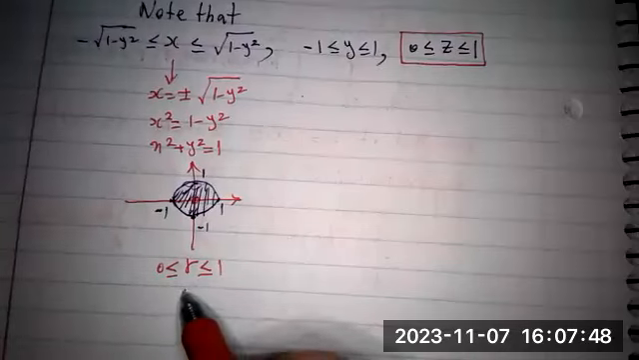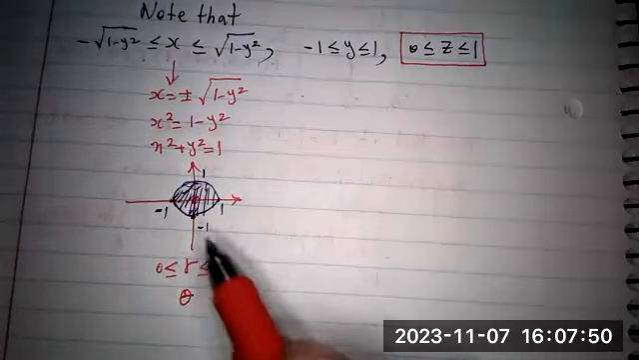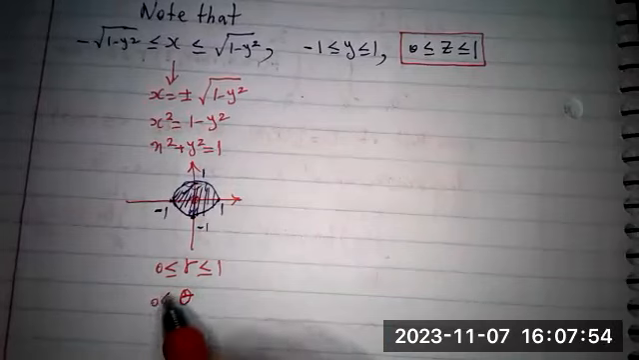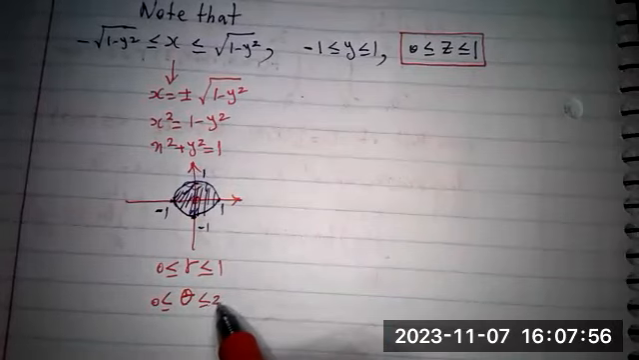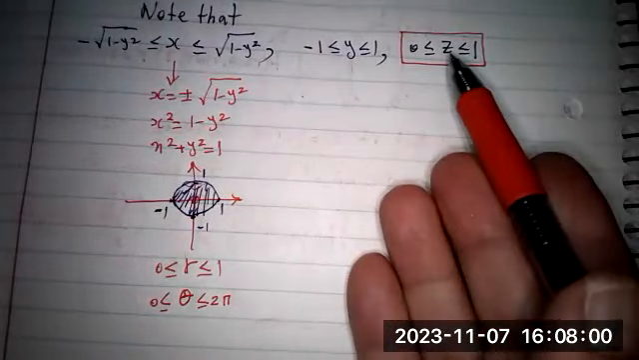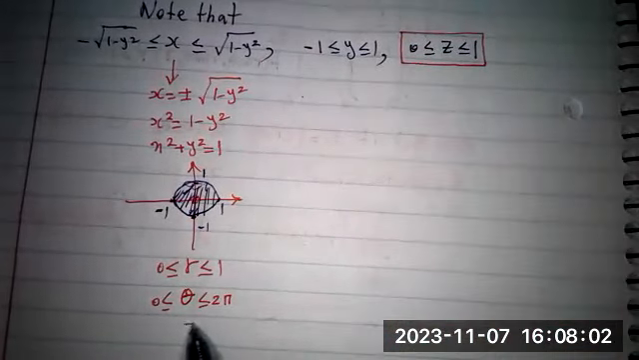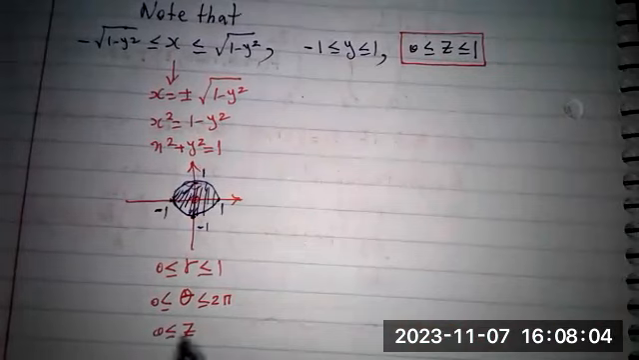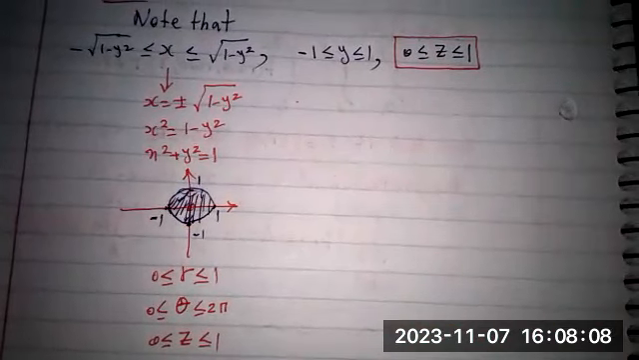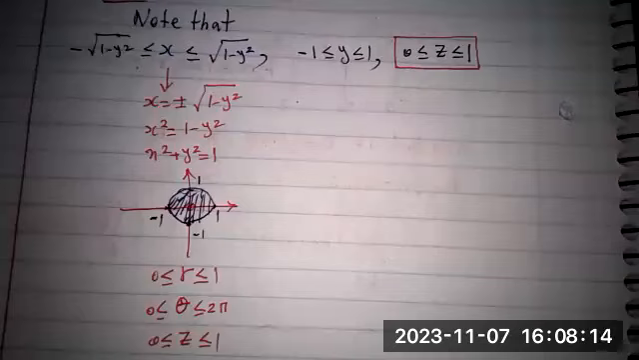Since you consider the full circle, you go around the circle, so theta is going to be between 0 and 2 pi. Any question? And your Z is already determined, so Z is between 0 and 1. In order to convert to cylindrical coordinates, you need these three altogether. Any question? Now we are ready to check.